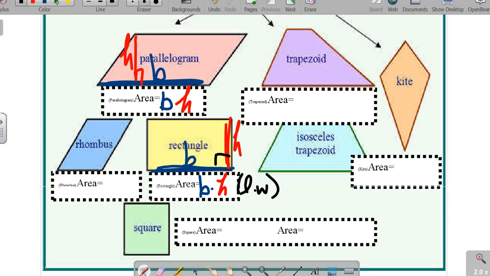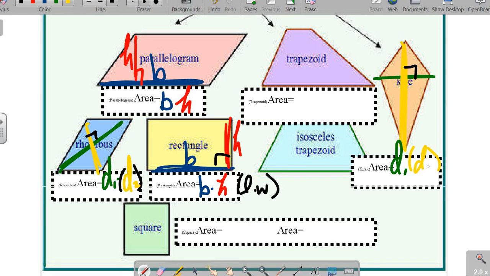In a rhombus and a kite, draw on the diagonals. Diagonals make a right angle. So the equation is the same for both. One diagonal times, and that's times not plus, the other diagonal. Diagonal times diagonal over 2.